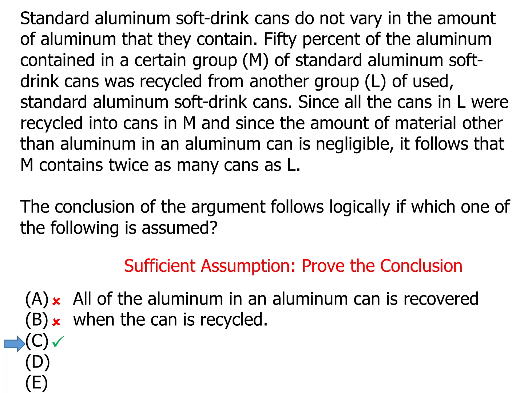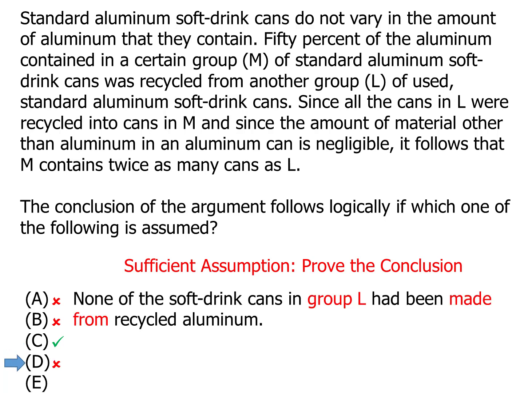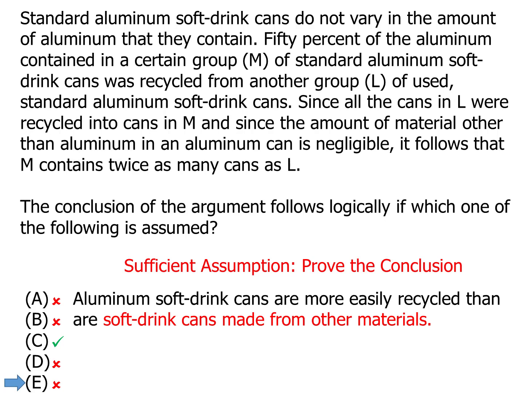As always, let's take a quick look at the other answers just to see why they're wrong. D says none of the soft drink cans in Group L had been made from recycled aluminum. Just like it doesn't matter where M's aluminum is going after we're done making M, it doesn't matter where L's aluminum came from before we made L. It's just that transition from L to M that this argument is concerned with.